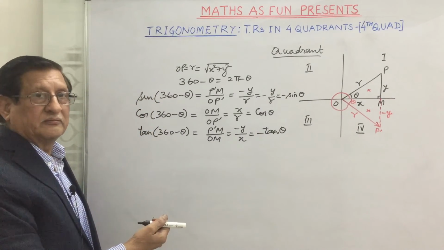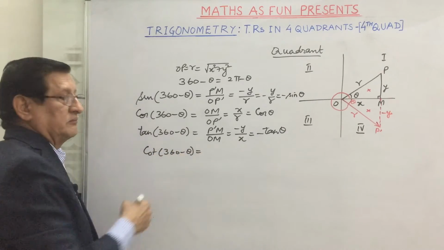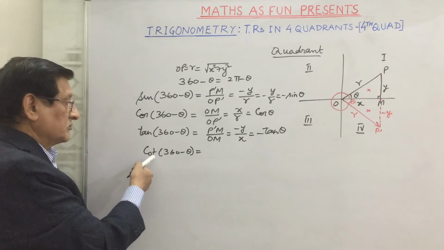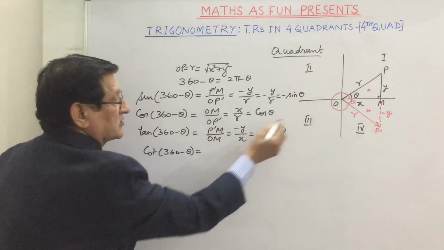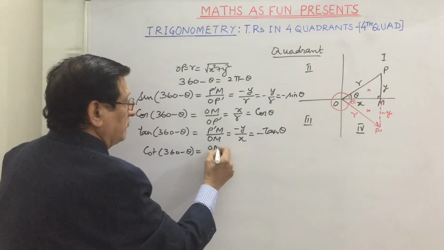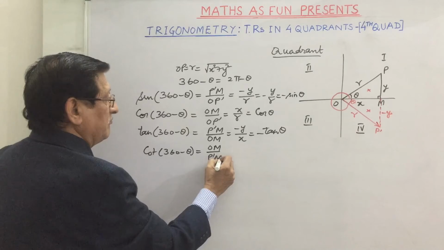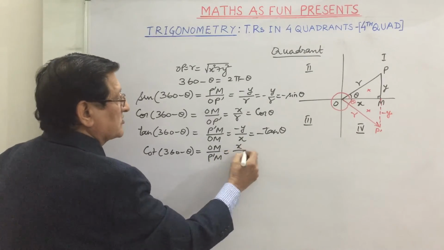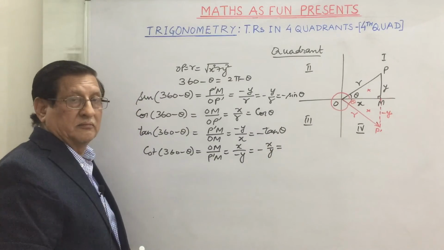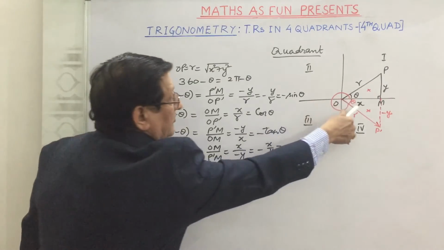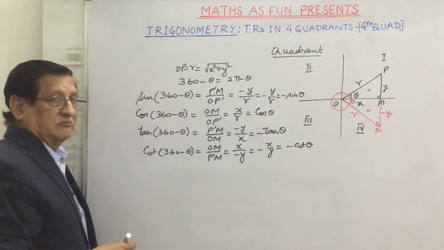Tan is negative. Cot of 360 minus theta is base upon perpendicular. Base is here OM. Perpendicular is P dash M. So this comes as x upon minus y. We can write minus x upon y. And x upon y from here is cot theta. So this comes as minus cot theta.